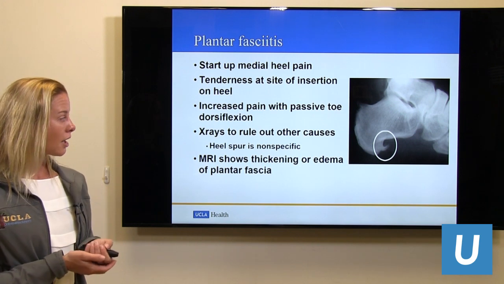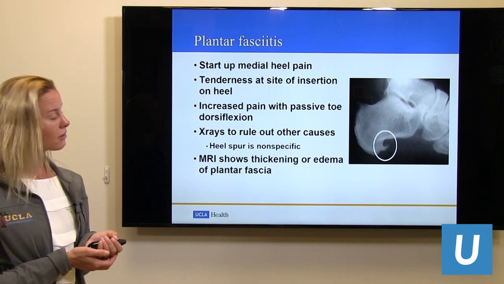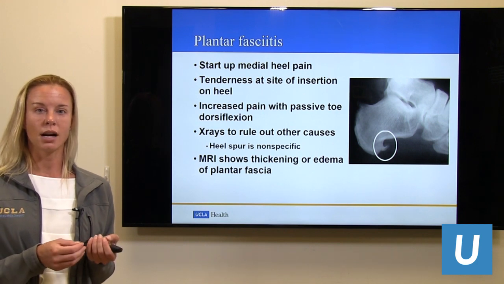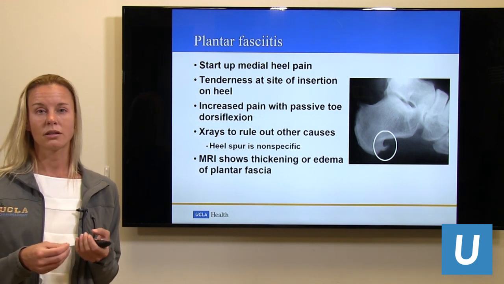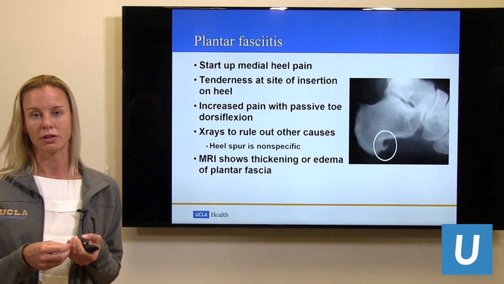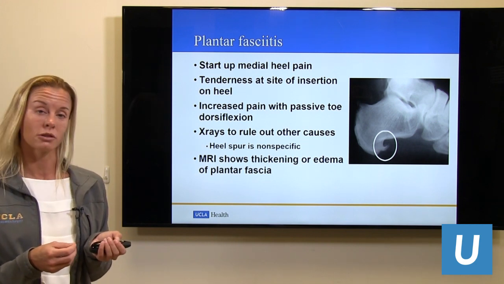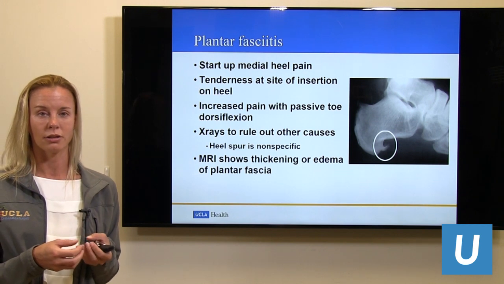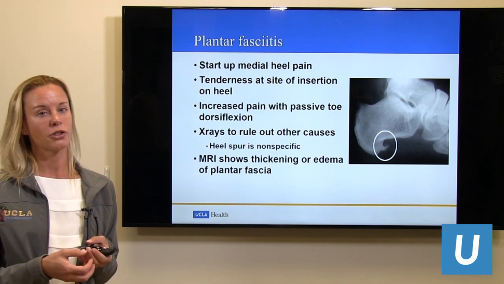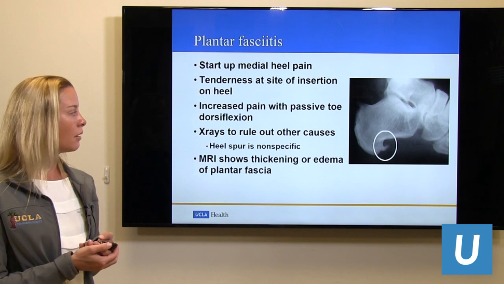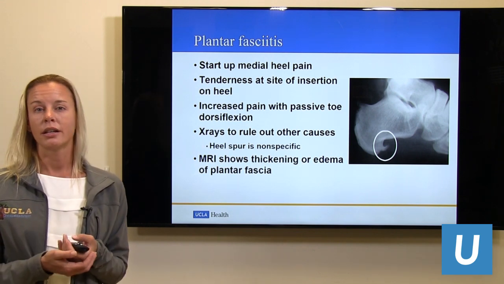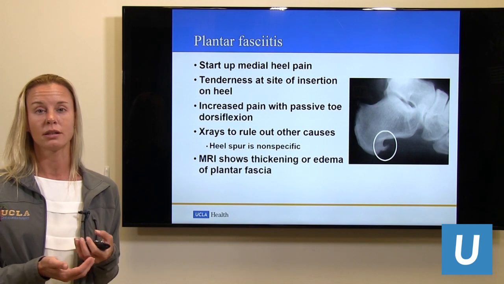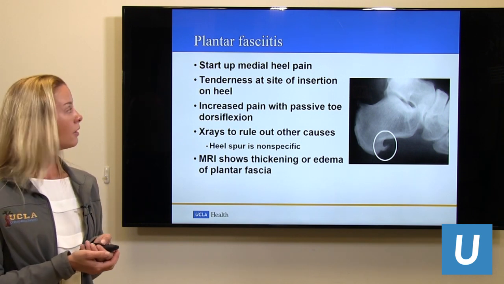A lot of times you'll see these heel spurs on the x-rays. That heel spur, again, is not necessarily causing the pain. It's a reaction to having inflammation where that fascia inserts on the heel, and the fascia and the bone kind of calcify together with chronic inflammation over time. If you get an MRI, it usually shows that the plantar fascia is a little thicker, or there's some swelling or edema in the plantar fascia.